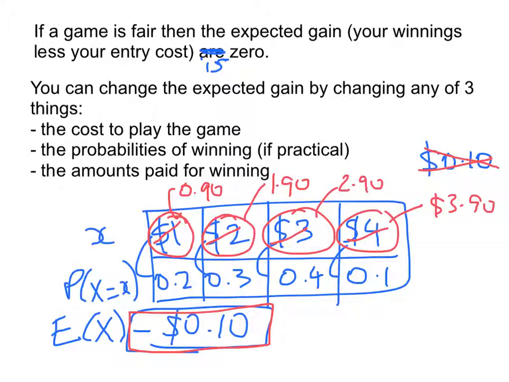But it doesn't matter. So if you're trying to make a game fair, there are three things that you can do. You can muck around with the entry cost, the cost to play the game, the 10 cents. You can change the probabilities of winning if you can do that. That will depend on the situation. And you can change the amounts paid for winning. So we're going to explore a couple of those later on.